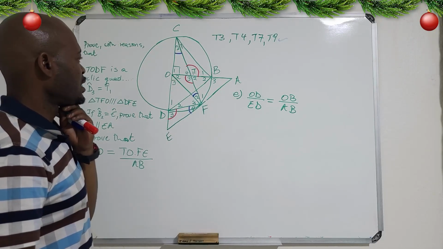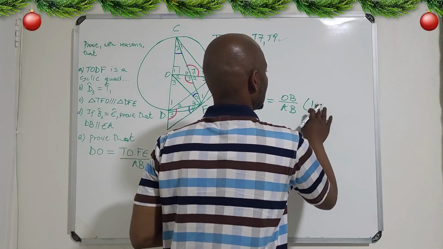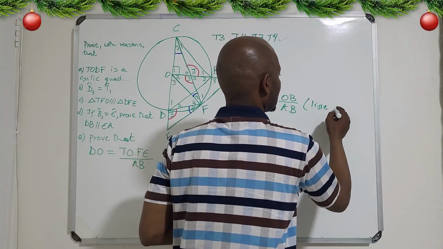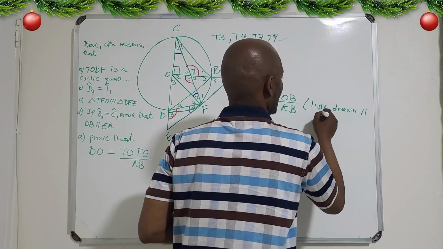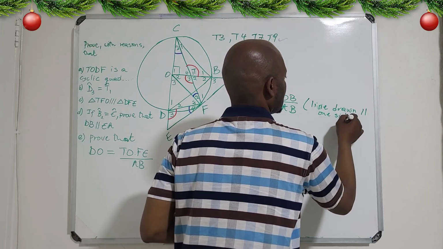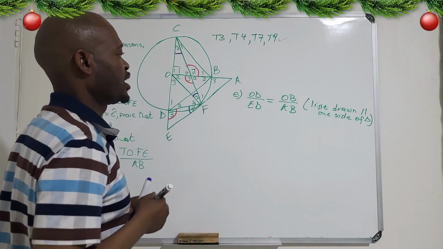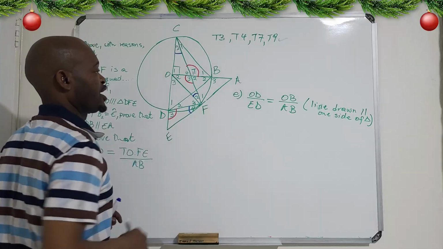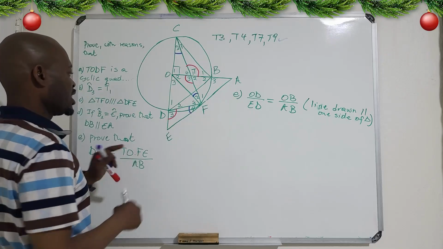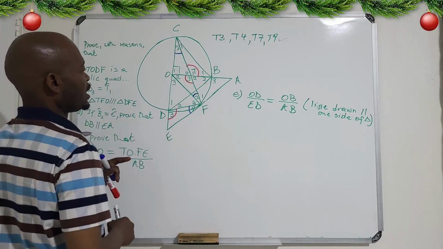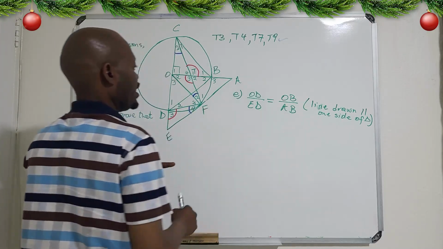Why is that? It is because a line segment drawn parallel to one side of a triangle. Line drawn parallel to one side of a triangle, that is why we have that. Now, we can see that we want EF and AB. Where's our AB? Already our AB is there.